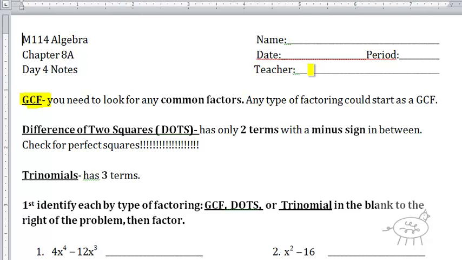The next thing is the difference of 2 squares. Remember, it's 2 terms. It's really important: 2 terms, you have to have a minus sign between them, and you have to have perfect squares. Very, very, very important. So that's difference of 2 squares.